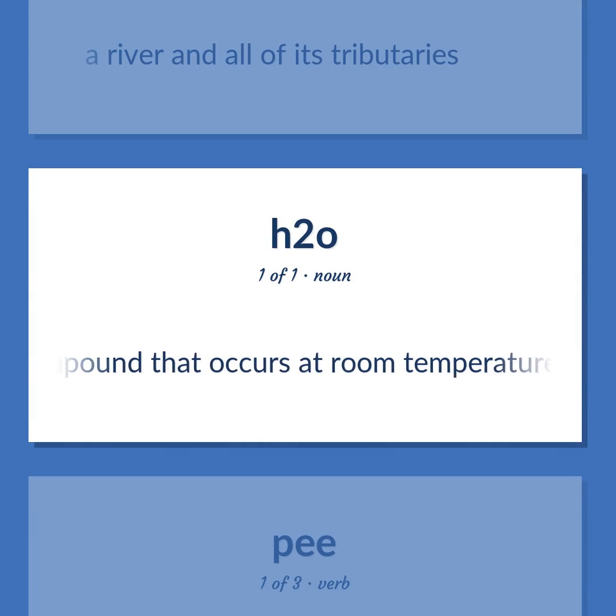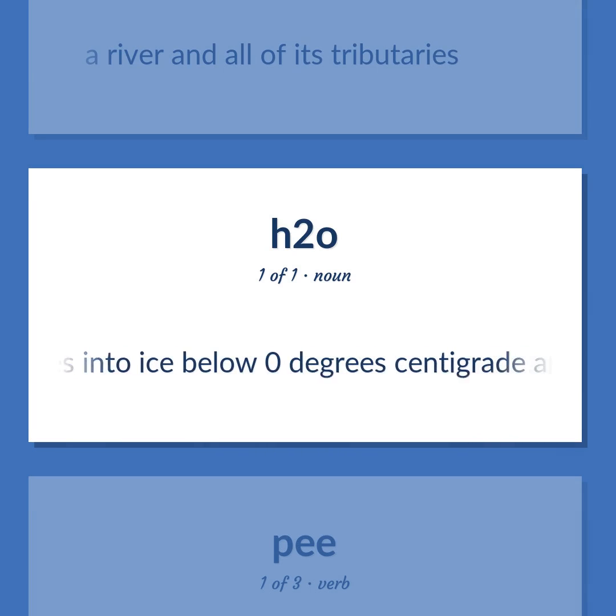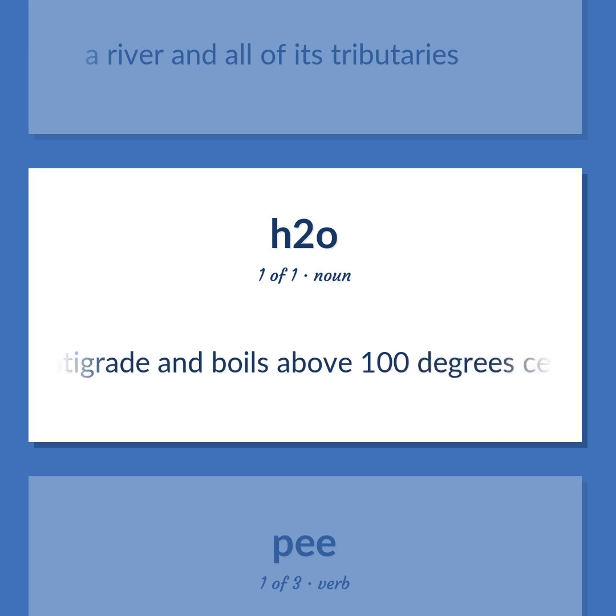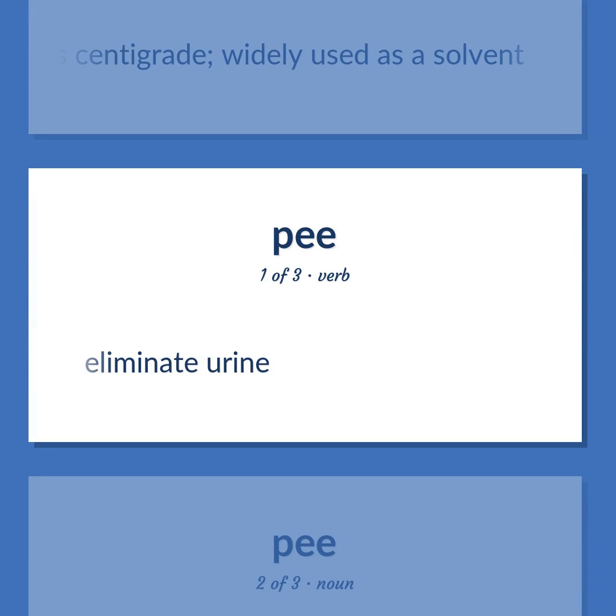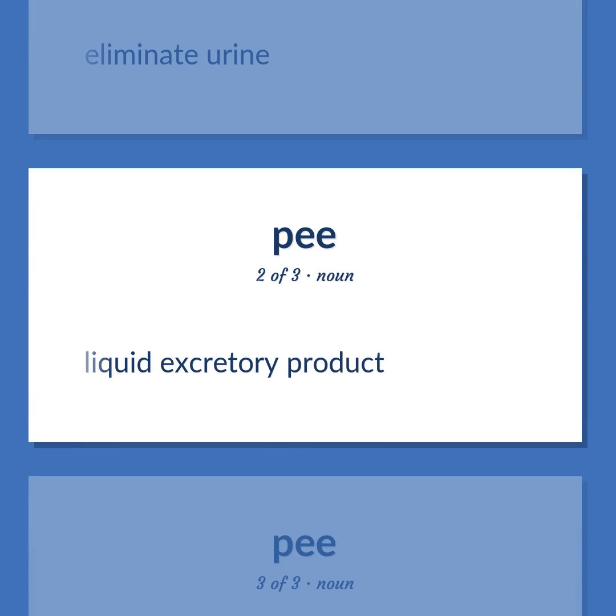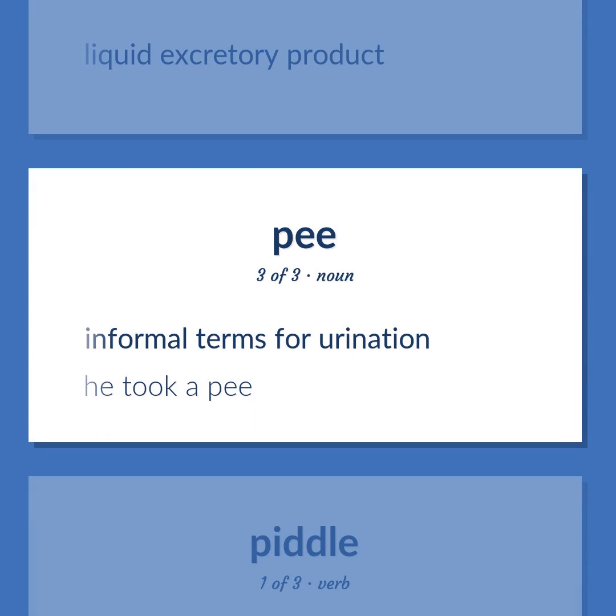Binary compound that occurs at room temperature is a clear, colorless, odorless, tasteless liquid. Freezes into ice below 0 degrees centigrade and boils above 100 degrees centigrade. Widely used as a solvent. Eliminate urine. Liquid excretory product. Informal terms for urination. He took a pee.